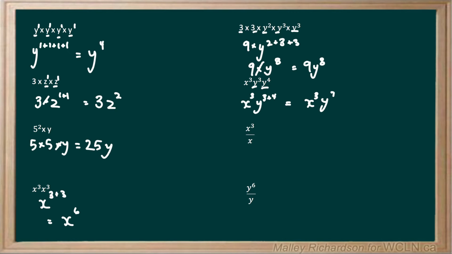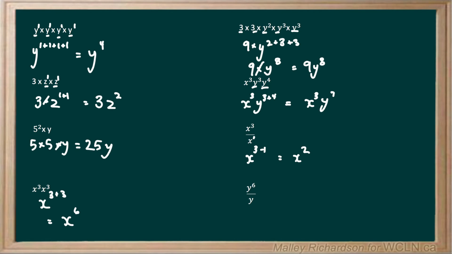Now we have x to the power of 3 all divided by x. Now this is the same as saying x to the power of 3 minus 1, because this bottom x has an exponent of 1, and when you divide variables with the same base, you subtract their exponents. So x to the power of 3 minus 1 gives us x to the power of 2 as our final answer.